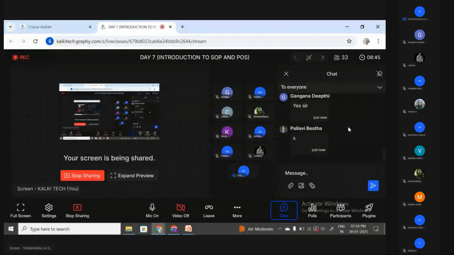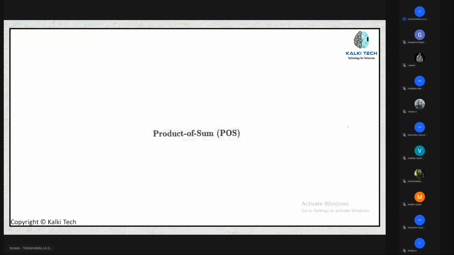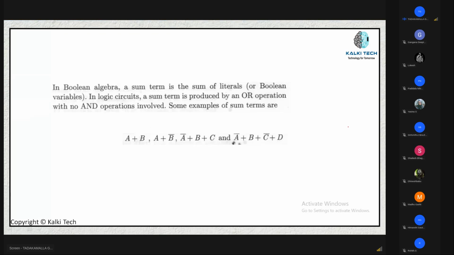Coming to product of sum terms, here we are going to AND our sum terms, or multiply our sum terms. These are our sum terms: a plus b, a plus b bar, a bar plus b plus c. In Boolean algebra, a sum term is the sum of literals or Boolean variables, and in logic circuits, a sum term is produced by OR operation with no AND operation. Some examples of sum terms are these.